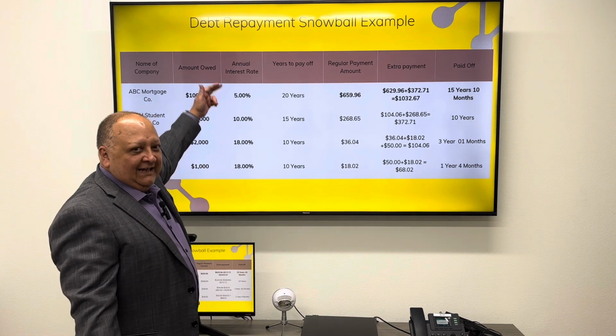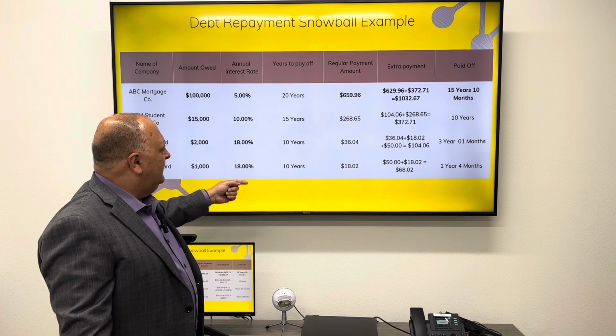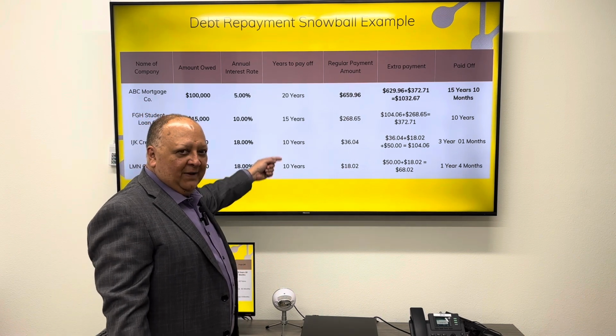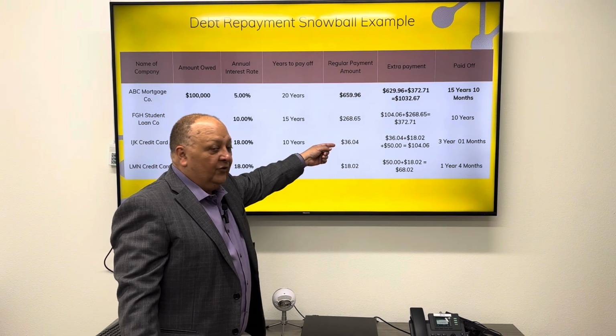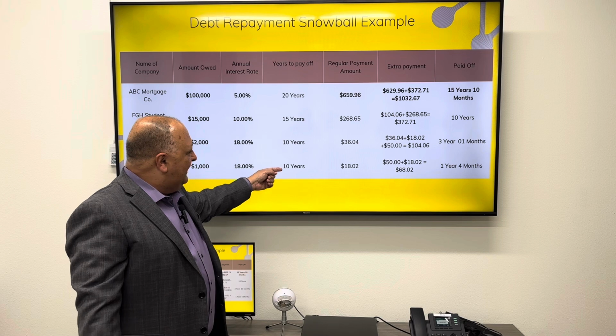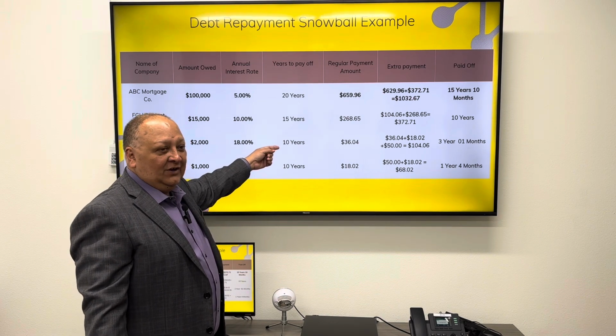Each one of these has an annual percentage rate. So this one's 5%, 10%, 18, and 18. And let's pretend that on these two credit card payments, you're actually only sending in the minimum amount of payments of $18 and $36. Well, if you do that, it's going to take you 10 years to pay this off. 10 years to pay this off, right?